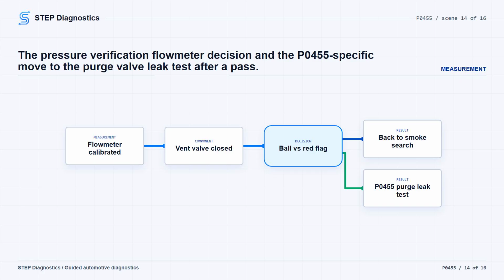Below the flag means the EVAP system passed the pressure test. Above the flag means the system still has an unacceptable leak. If it fails, go back to smoke leak detection. If it passes and the code you are working is P0455, continue to the purge valve leak test.